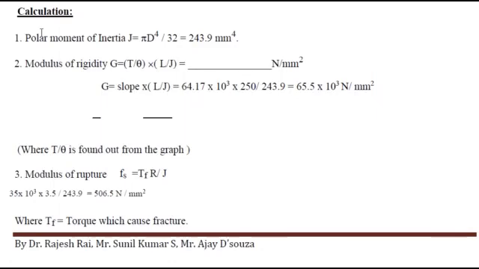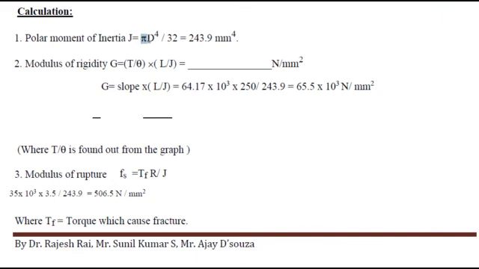So this is the expression to find the modulus of rigidity: G is equal to T by theta into L by J. L is the length of the specimen. T by theta is obtained from the slope. J is called the polar moment of inertia.